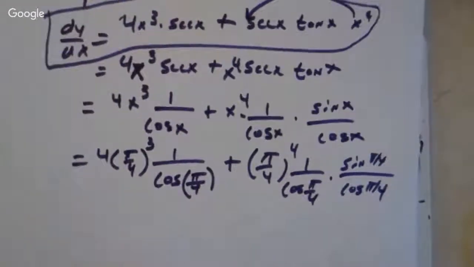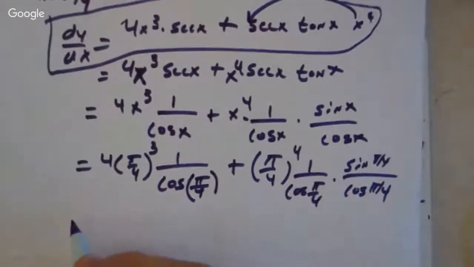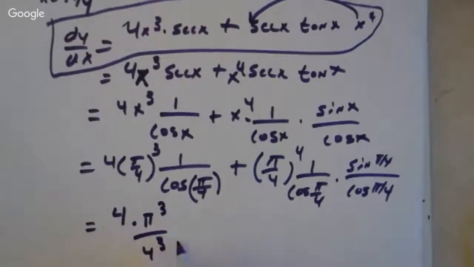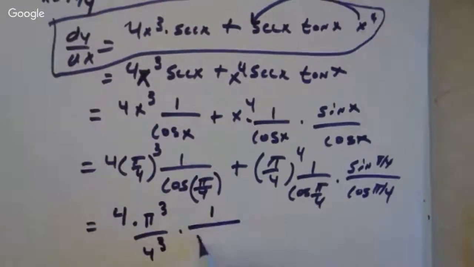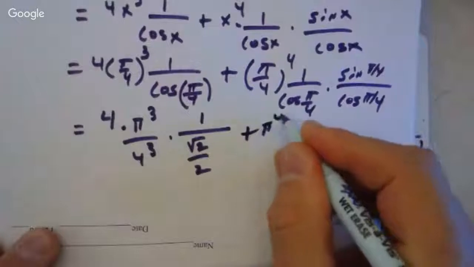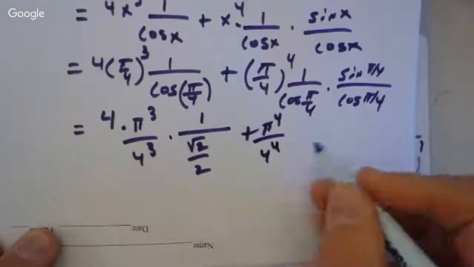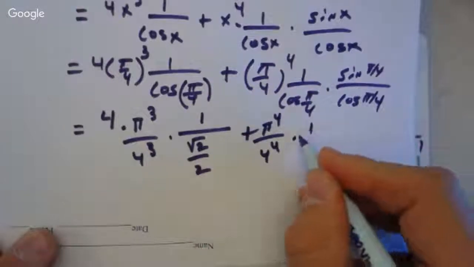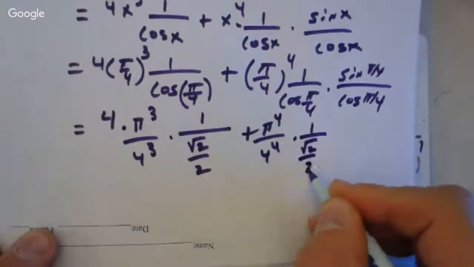Cosine of pi over 4 is what? Okay, so now I'm going to keep my fractions lined up. This is going to feel like chemistry. So I'm going to keep those puppies lined up. 4 times pi cubed over 4 cubed times 1 over the square root of 2 over 2 plus pi to the 4th over 4 to the 4th times, okay, cosine of pi over 4, same thing, 1 over the square root of 2 over 2.